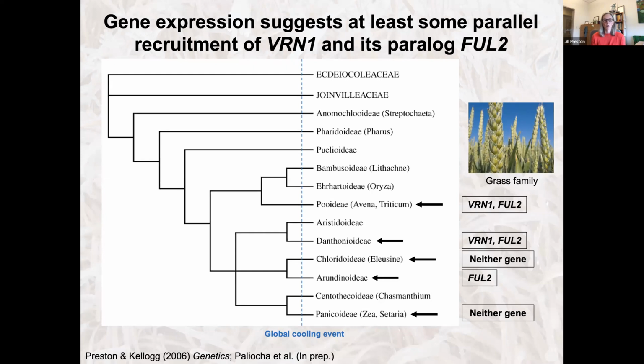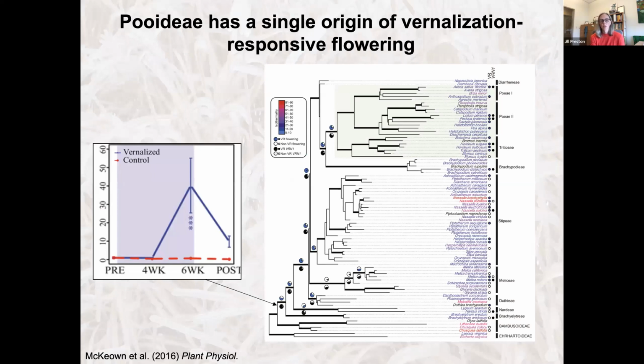So then let's zoom in on one of the subfamilies, the Pooideae, which is what I mostly work on, that contains things like wheat and barley and oats. And this is actually the largest temperate subfamily of the grasses. You don't need to get into the weeds here and look at too many details, but basically we did a reconstruction of both vernalization responsive flowering, looking at various taxa across this subfamily, as well as the expression response of VRN1 across these different taxa.